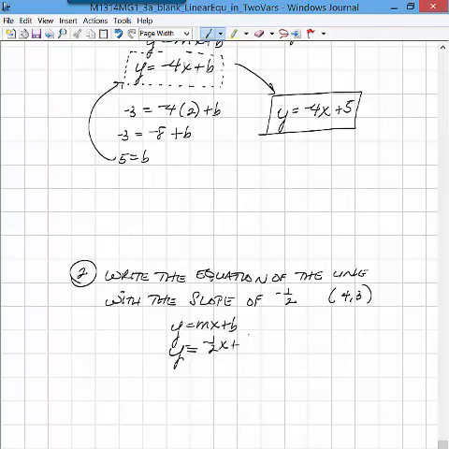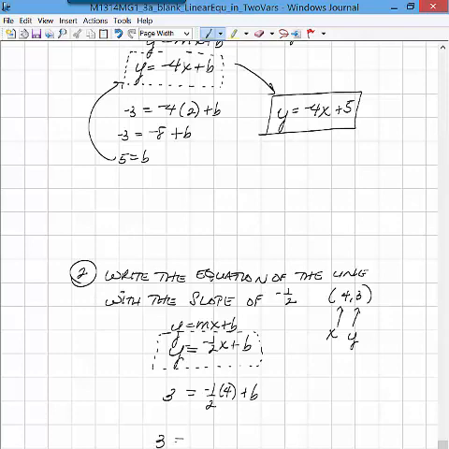They give me the slope to be a negative 1/2, so I'm very close to the answer. I just need to find b. The point they give me is an x value of 4 and a y value of 3. If I put the 3 in place of the y and the 4 in place of the x, I will be able to solve for b.